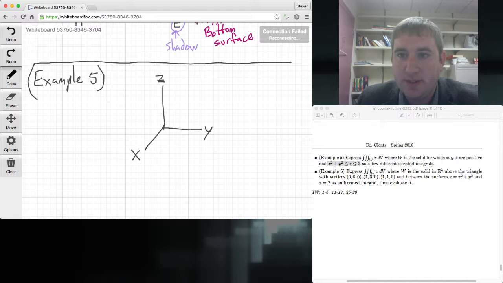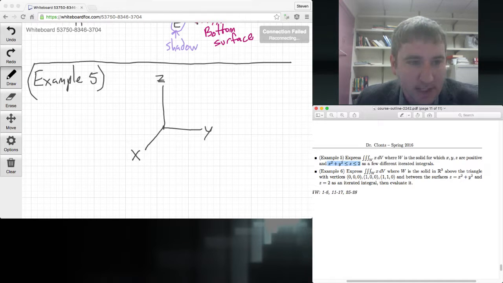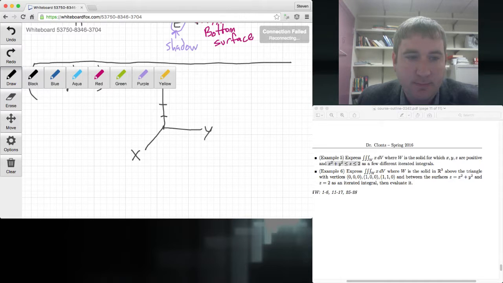And I need to draw the z values between x squared plus y squared and 2. Well, z is equal to 2 is easy, right? I'm going to go up 1, 2. And that's going to be the plane where z is equal to 2.